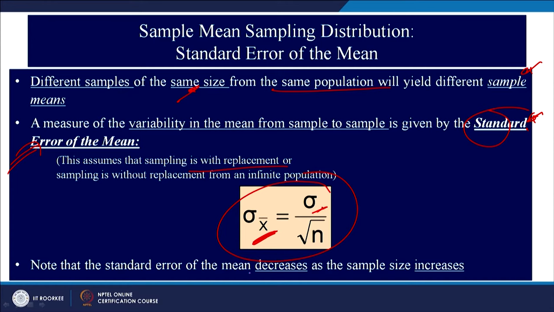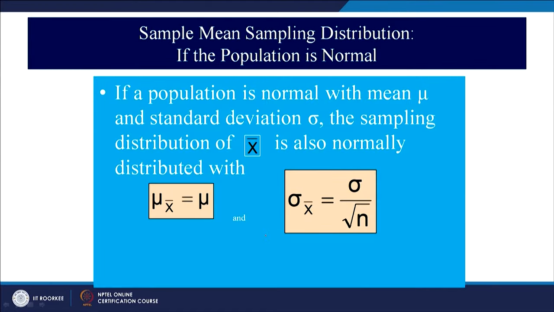So, the standard error of the mean decreases as the sample size increases, isn't it, because n is in the denominator. So if you increase this, this value will decrease. In fact, this can be proved by taking an example as well, which we have taken in the next couple of slides.